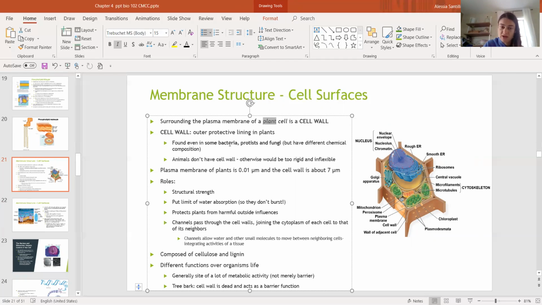We kind of looked at those already. Protists and fungi, which are eukaryotic, can have one. Protists not always, but they usually do. Protists and fungi also have a cell wall. Animals do not have a cell wall, okay? Otherwise, things would be literally too rigid and inflexible.